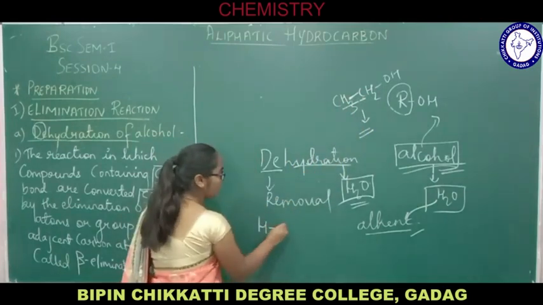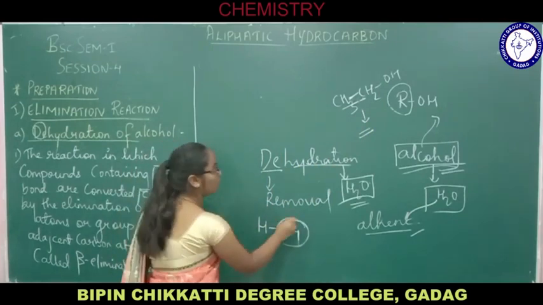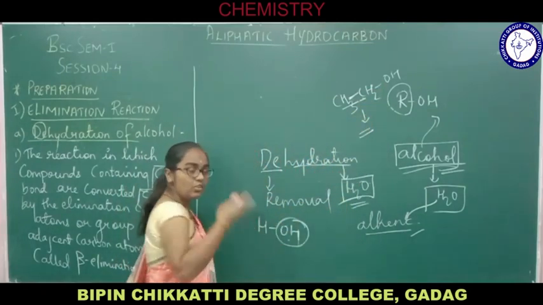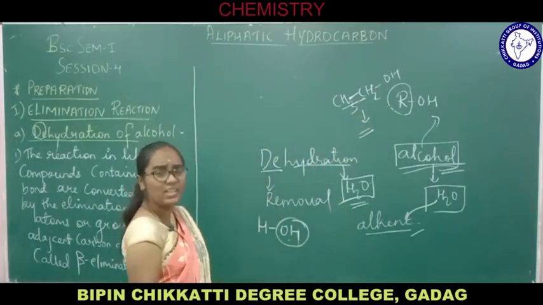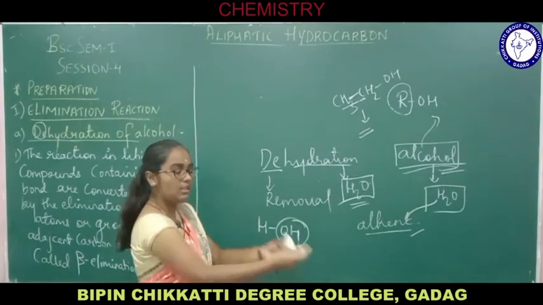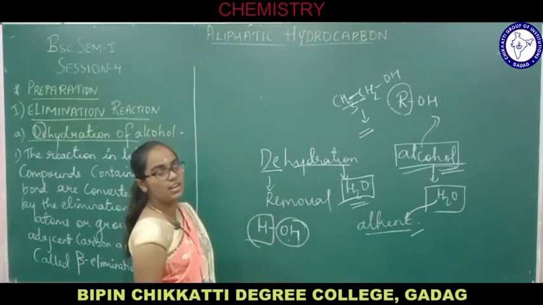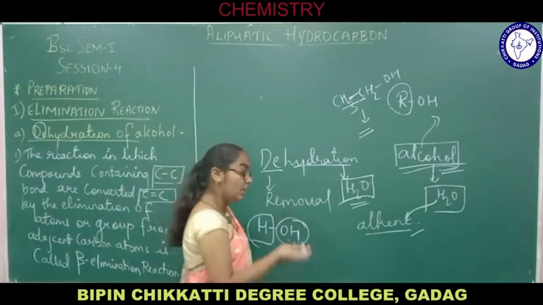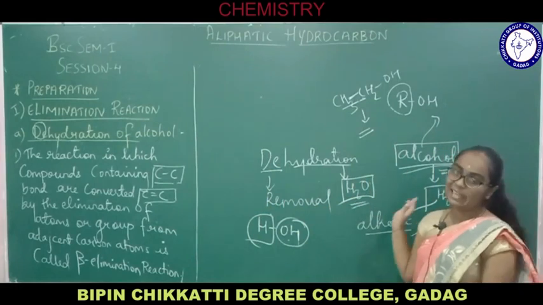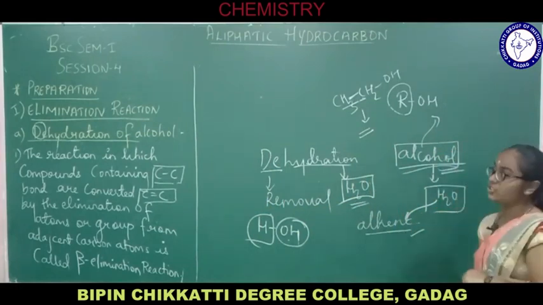So water contains what? Water contains two hydrogens and one oxygen, right? So the hydroxyl group will be obtained from where? From here, because the alcohol has OH as its functional group, right? And the other hydrogen, where are we going to get it from? The neighboring carbon atom, right? That neighboring carbon atom will give up the hydrogen atom, and thereby we eliminate the water molecule from the alcohol to obtain an alkene, which is also an olefin, right? So this is what dehydration means.